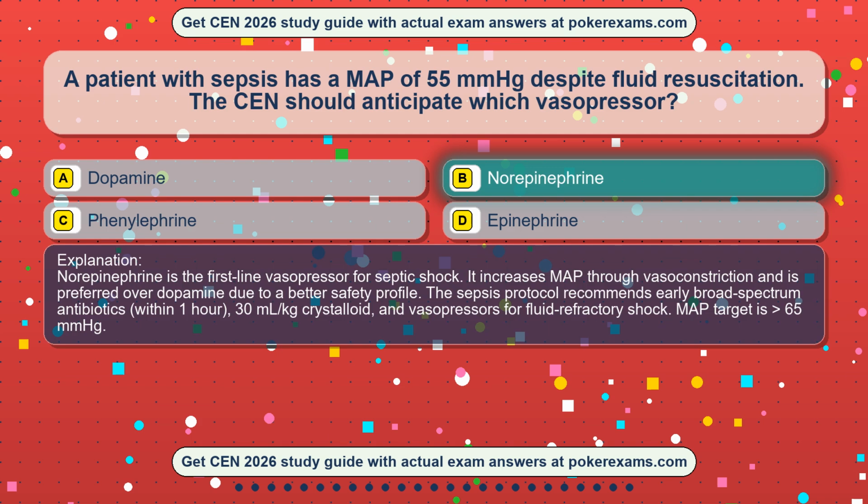Norepinephrine is the first-line vasopressor for septic shock. It increases MAP through vasoconstriction and is preferred over dopamine due to a better safety profile. The sepsis protocol recommends early broad-spectrum antibiotics within 1 hour, 30 ml/kg crystalloid, and vasopressors for fluid-refractory shock. MAP target is 65 mmHg.